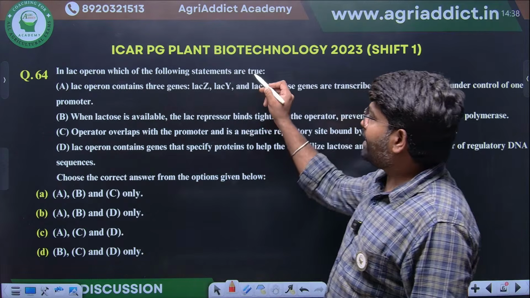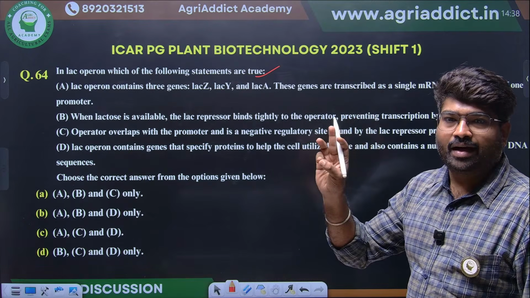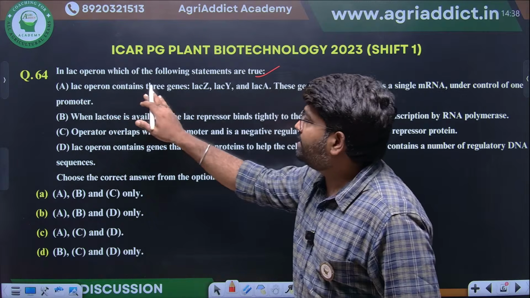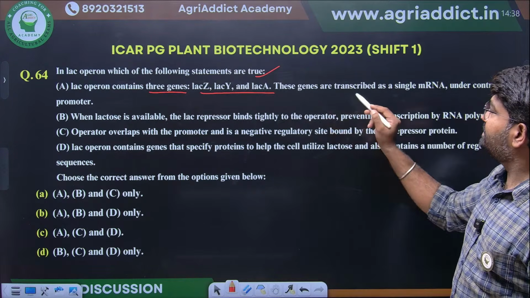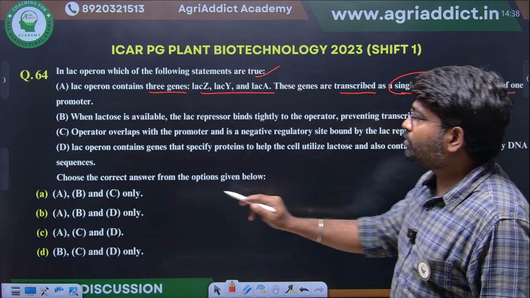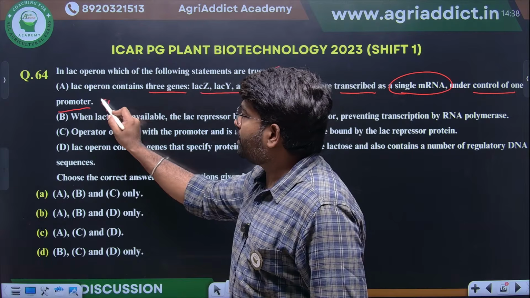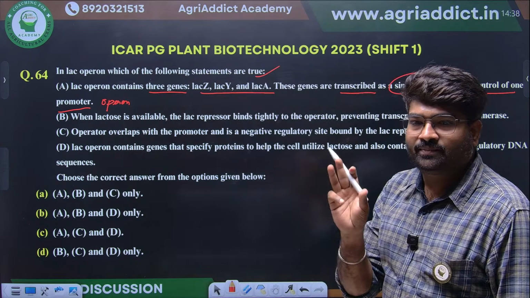See, every year they are asking one question from operons, the lac operon or tryptophan operon. Read the question. The lac operon contains 3 genes, lac Z, Y, A. These genes are transcribed as a single mRNA under the control of one promoter. Yes, that's why we say it is an operon. Operon means multiple genes controlled under a single promoter.